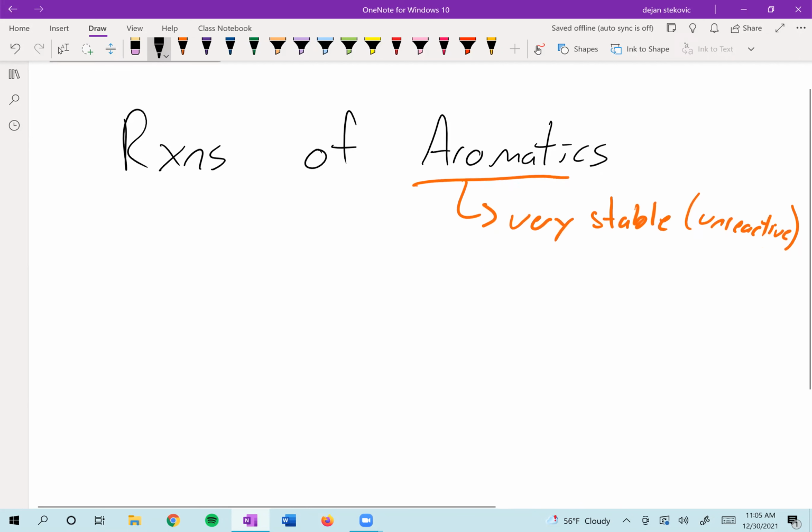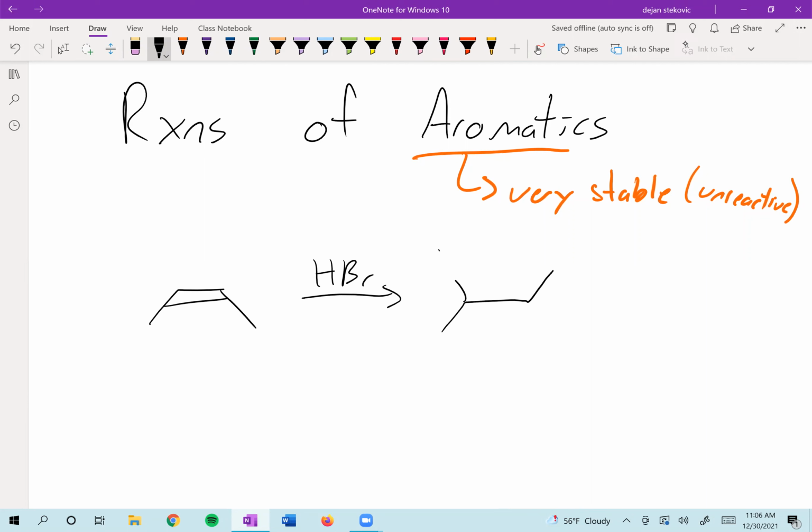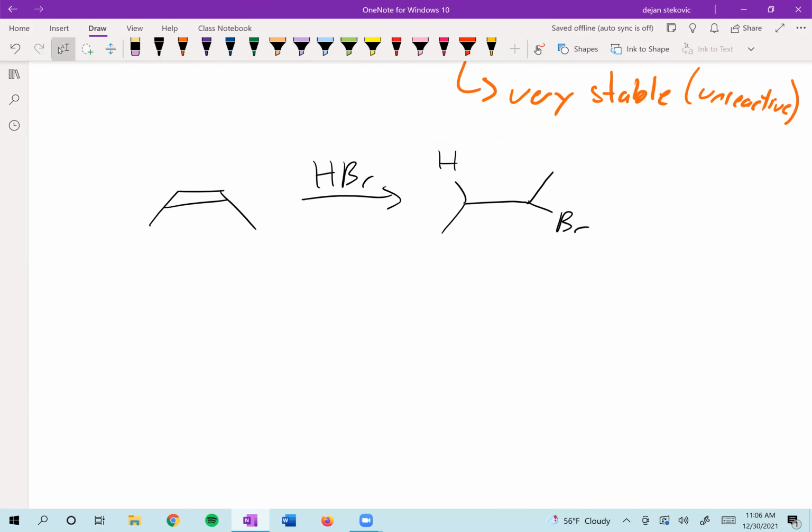So we learned a whole bunch of reactions with alkenes, a lot of addition reactions. So for example, if we have an alkene, we simply add HBr to it. We'll get addition of the H and the Br across the double bond. If we try to do that same reaction with a benzene ring, we'll get no reaction, right? The benzene ring is not nearly as reactive as the double bond.